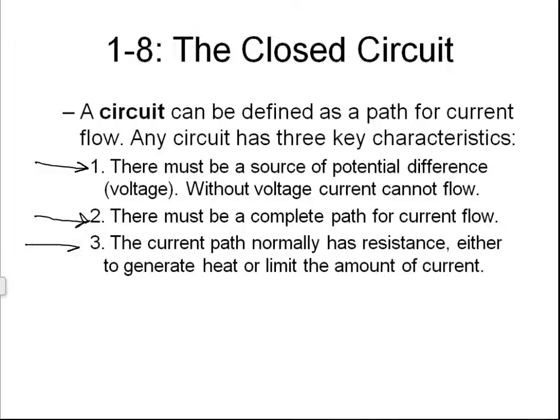And of course, the current path has to have some form of resistance, because resistance is there to either generate heat, such as a heater, or to limit the amount of current that's flowing in the circuit. Because if you don't limit the amount of current, as we know, these are particles. Don't forget, electrons are particles. And when particles move, there is friction. When you have enough friction, you have heat. When you have too much heat, things burn up. So resistance will slow the current. You don't generate as much heat, things don't burn up. It's pretty much as simple as that.